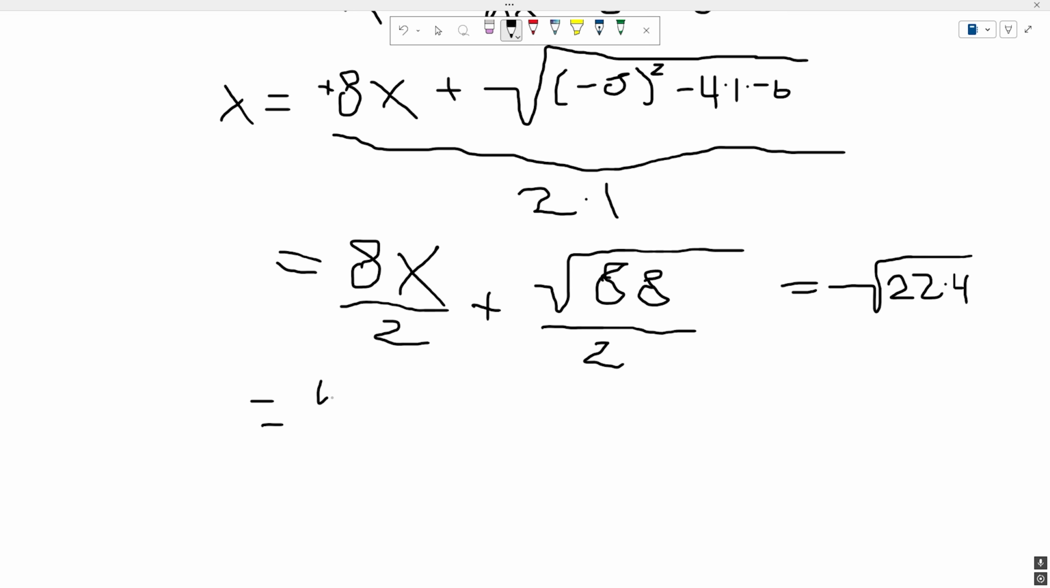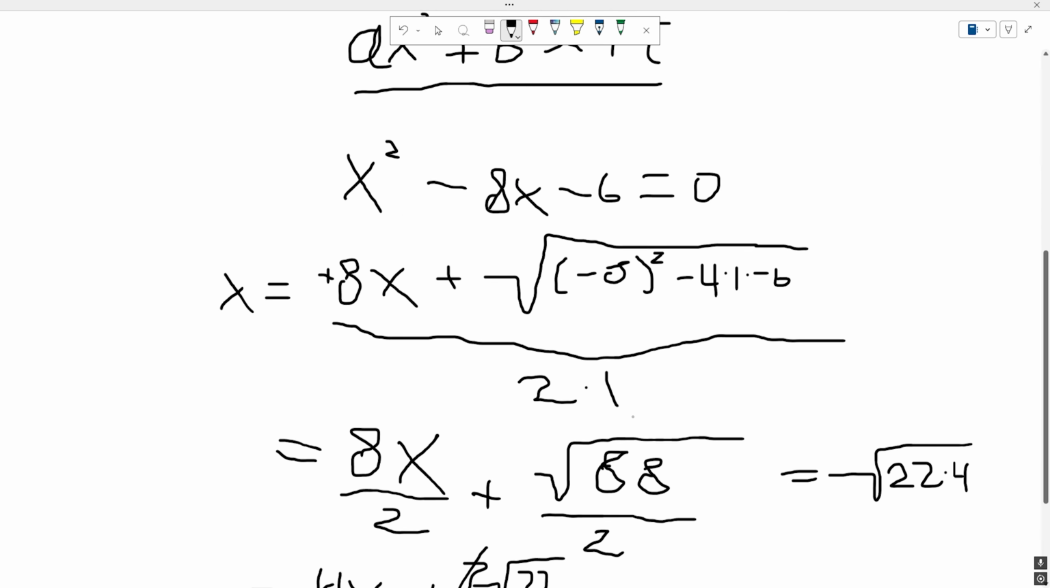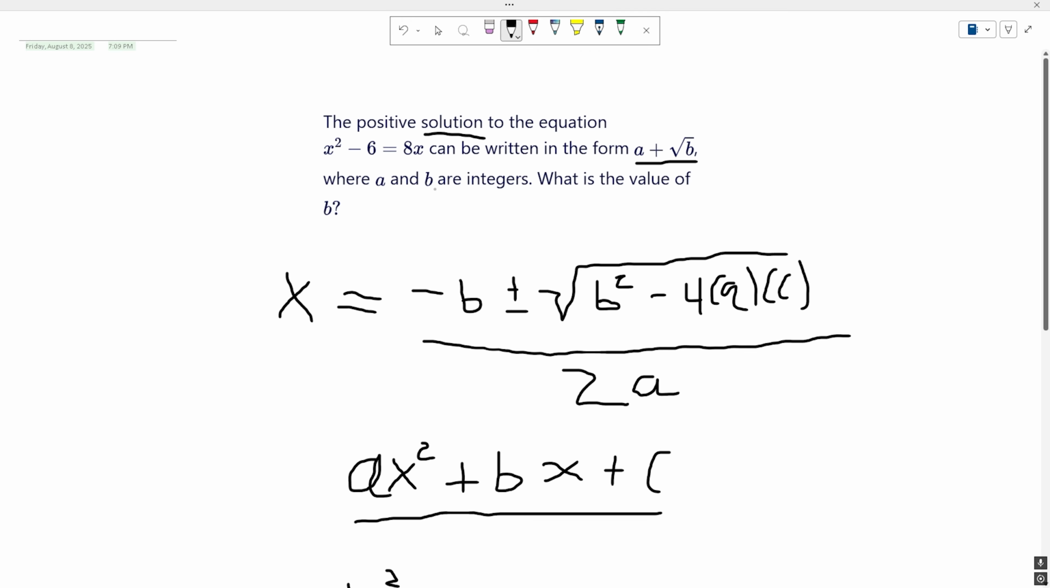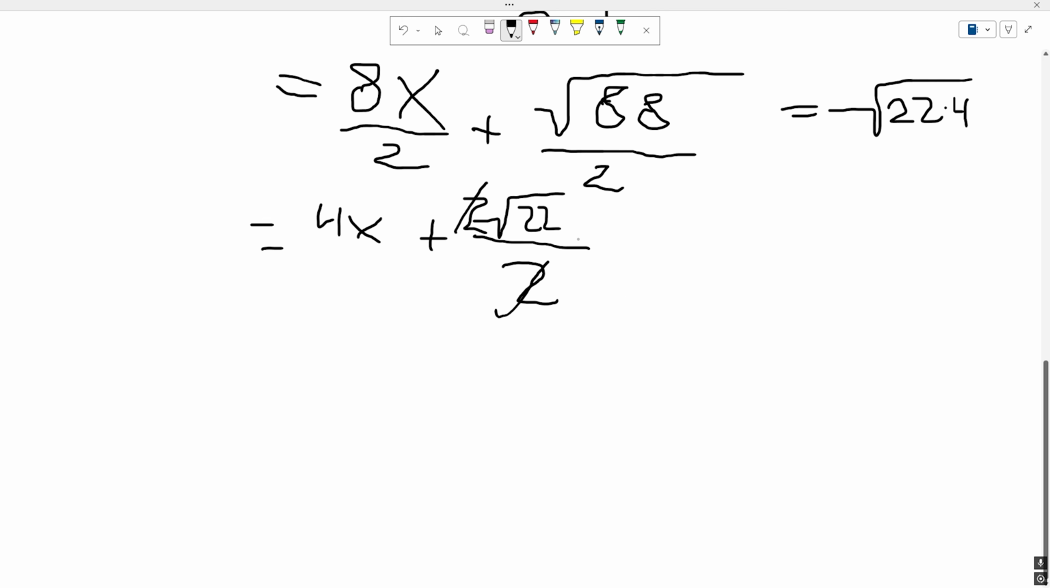So this would end up being 4 plus, and then we have the square root 22 and 2 out here because the square root of 4 is 2. So that moves to the outside of the radicand, and we're left with square root 22. And then this is over 2, and if we cancel out the 2's, then we get 4 plus square root 22. The question asks us for the value of b only, so we know a is 4 and b is 22. So the answer is 22.